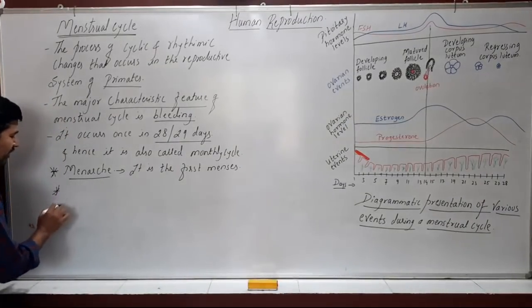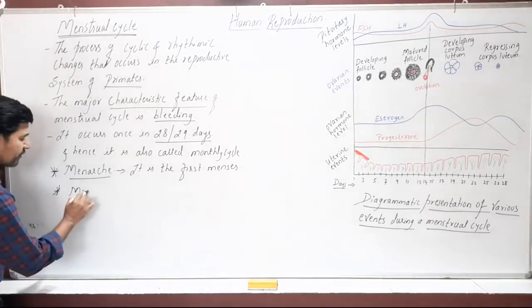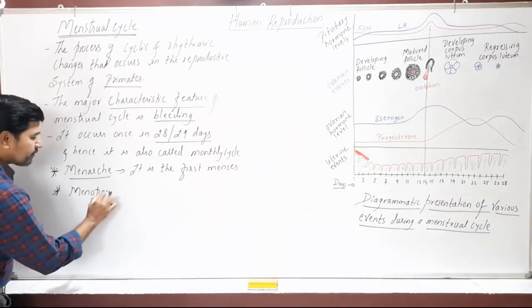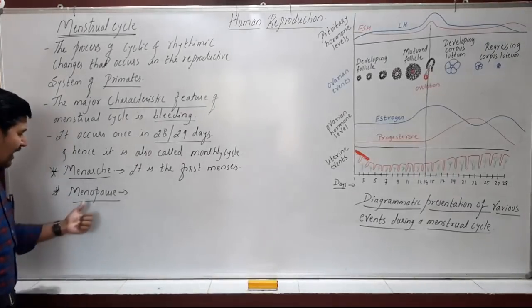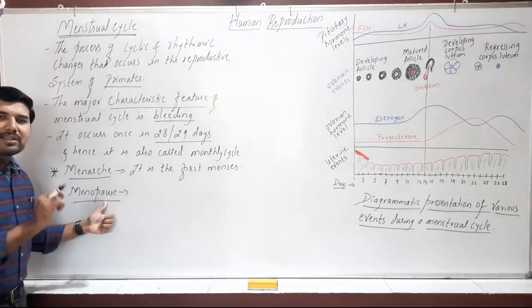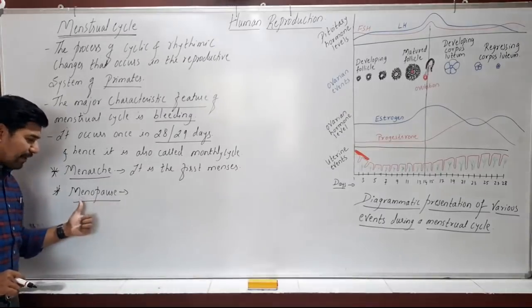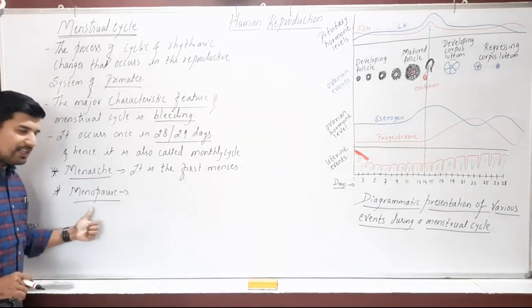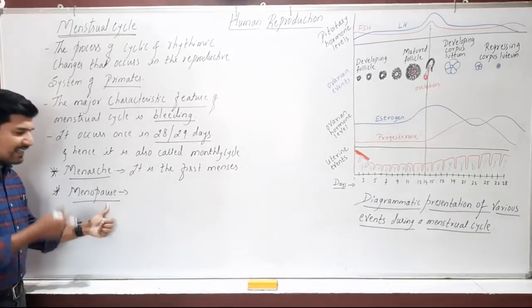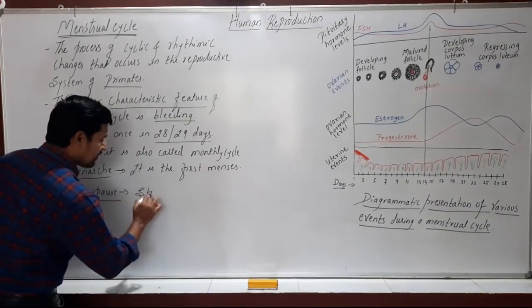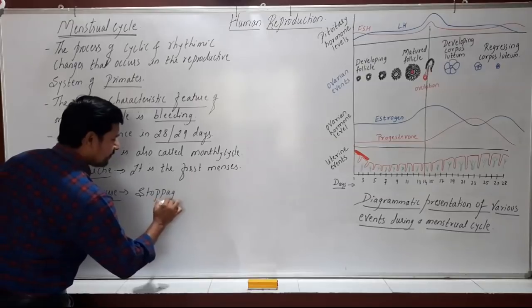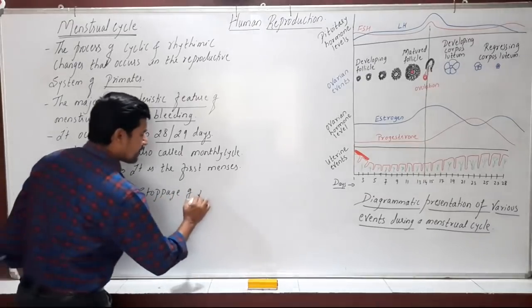We come across one more term, menopause. The second part is menopause. As the name says, pause means stop. Meno refers to the menstrual cycle. So stoppage of the menstrual cycle is said to be menopause. So it is the stoppage of a menstrual cycle.